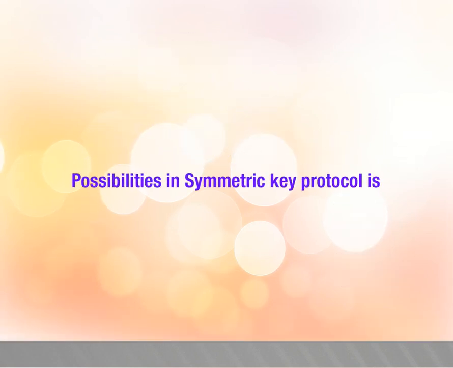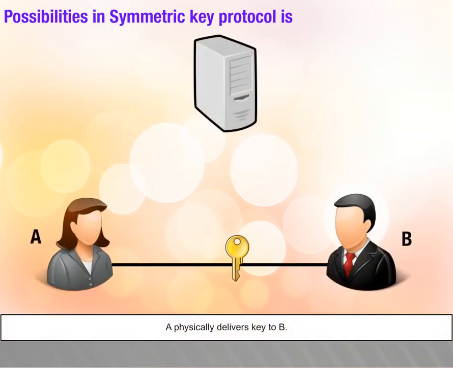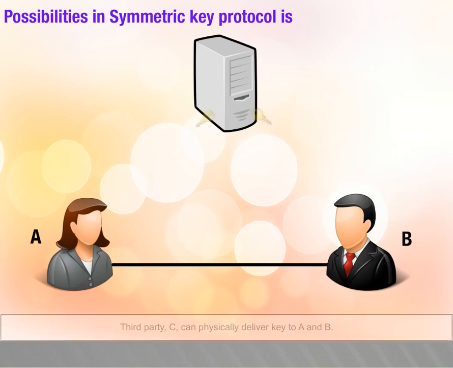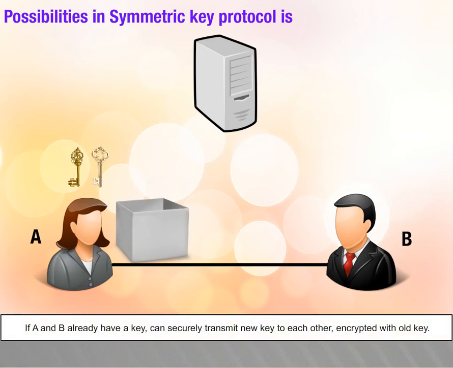Possibilities in symmetric key protocol. A physically delivers key to B. Third party C can physically deliver key to A and B. If A and B already have a key, they can securely transmit a new key to each other, encrypted with the old key.